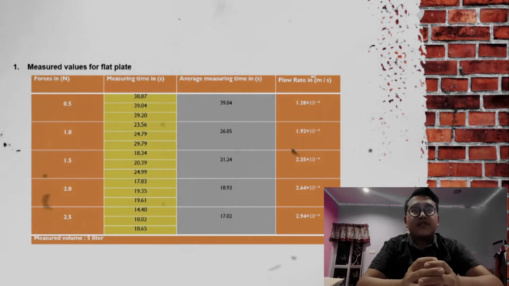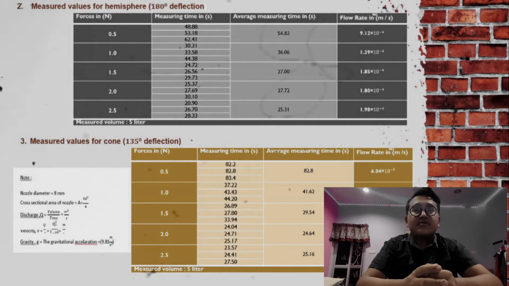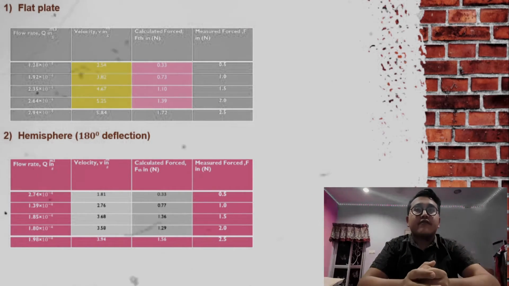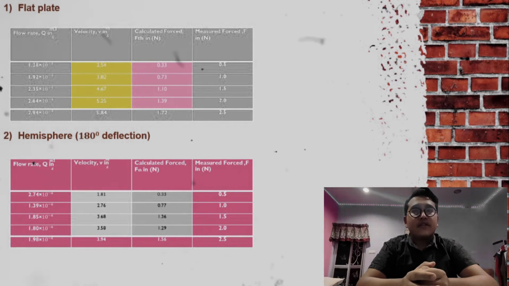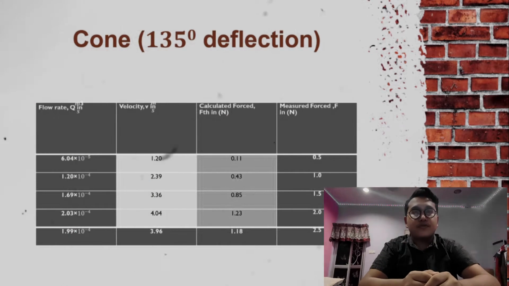First, the measured values for flat plate. Next, measured values for hemisphere, and third, measured values for cone. So now the result. This is the result that we get. We have results for flat plate, for hemisphere, and for cone.